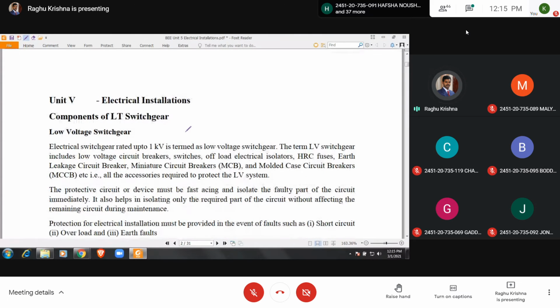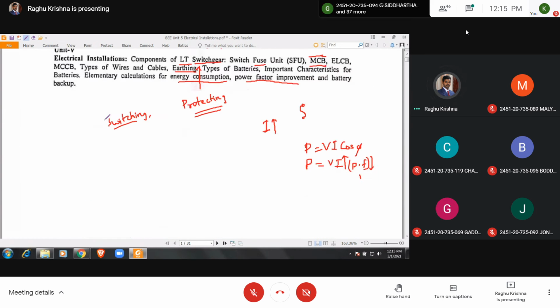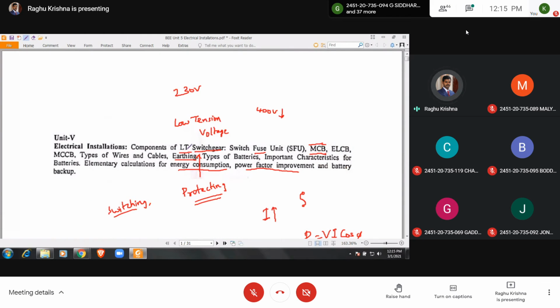Now let us come to the components of LT switchgear. If you see the syllabus, the first one is components of LT switchgear.